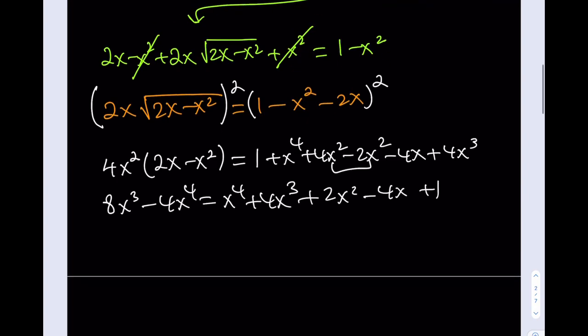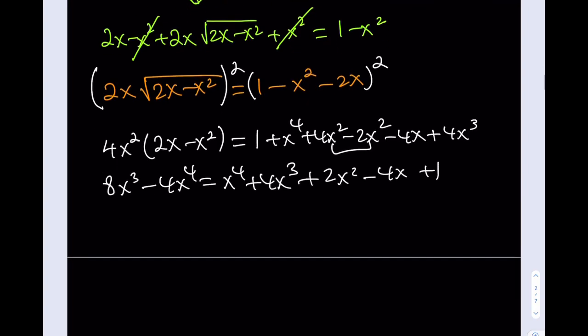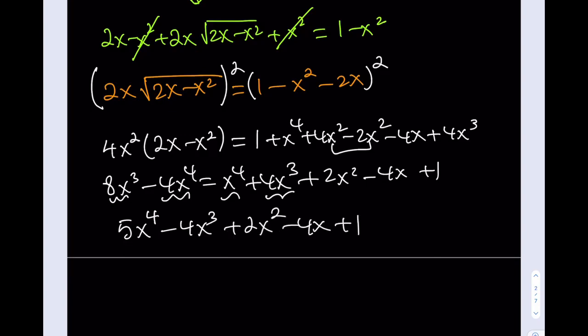And what I'd like to do is put everything on the same side so that I can get a nicer expression, which is a quartic. Well, not very nice, but it's okay. All right, I'm going to bring this 8x cubed as a minus sign, so it'll be subtracted. That's going to give me minus 4x cubed. So we've taken care of these and these. And then I have the 2x squared minus 4x plus 1.